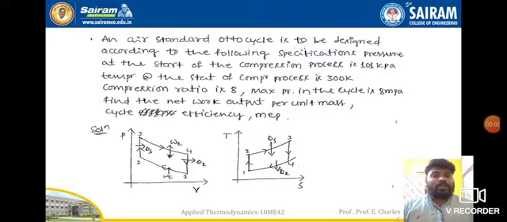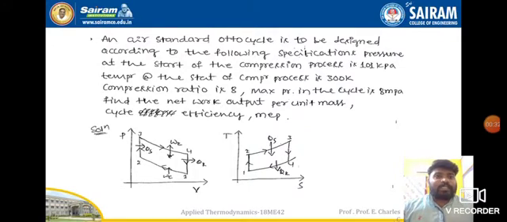Hello students, in this video I'm going to teach one more numerical under the Otto cycle. The problem goes like this: an air standard Otto cycle is to be designed according to the following specifications. The pressure at the start of the compression process is 101 kilopascals. That means before compression, the pressure will be 101. It is obviously the initial pressure, which is nothing but P1.